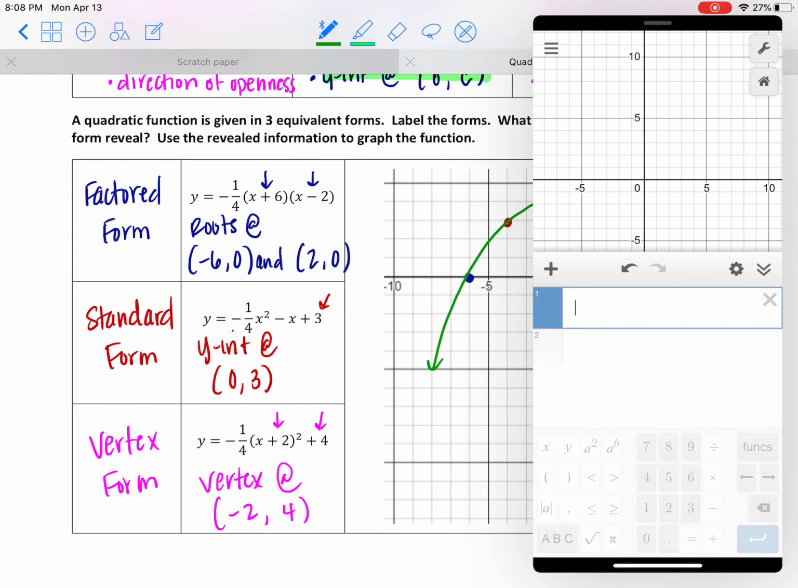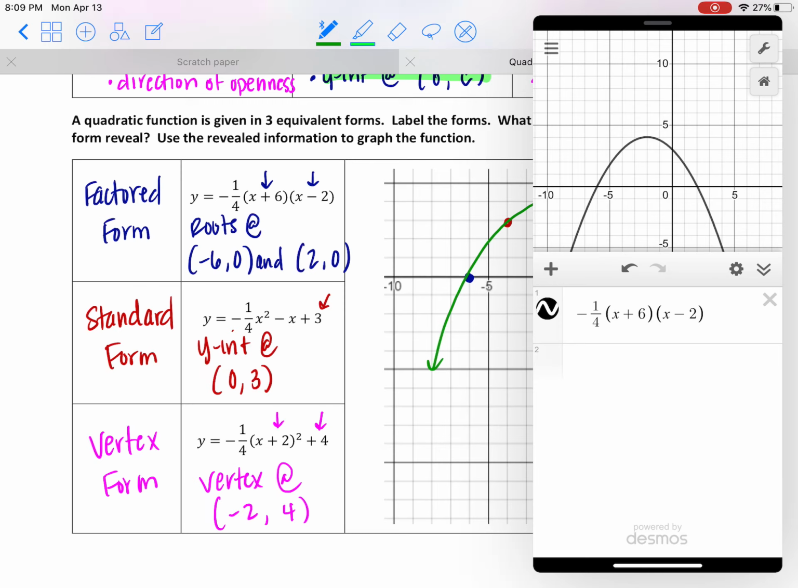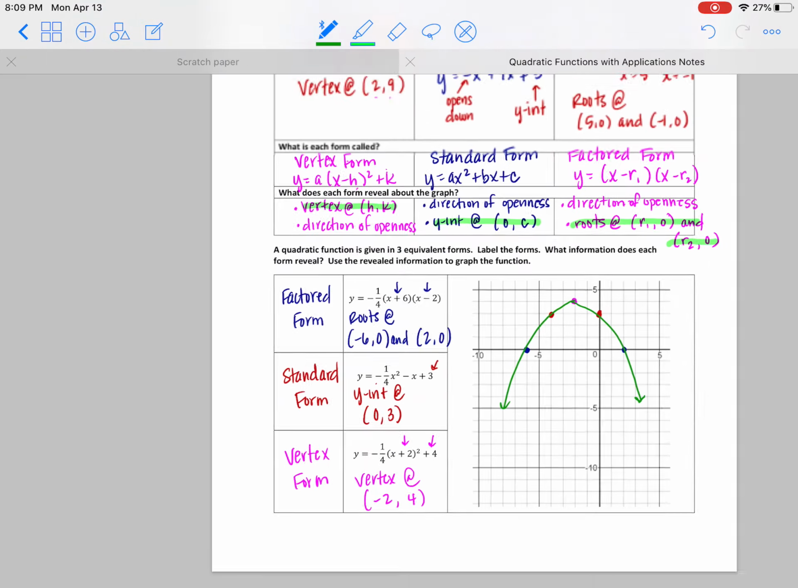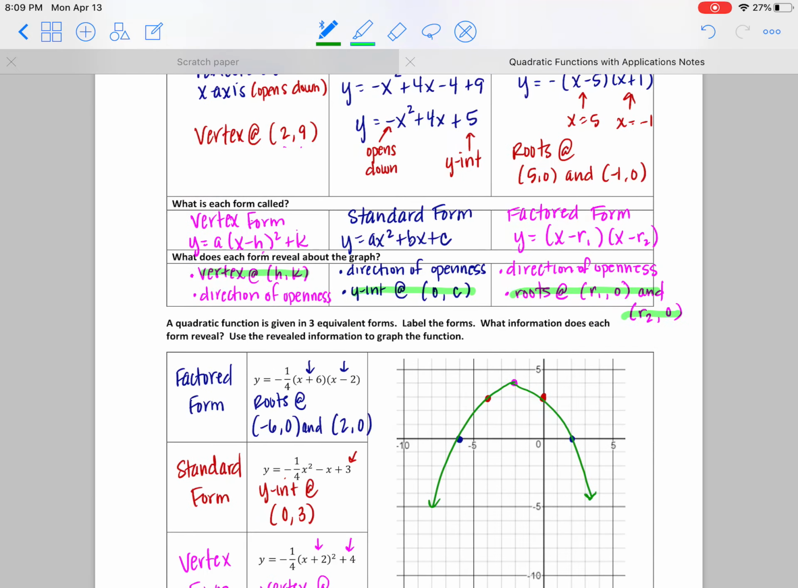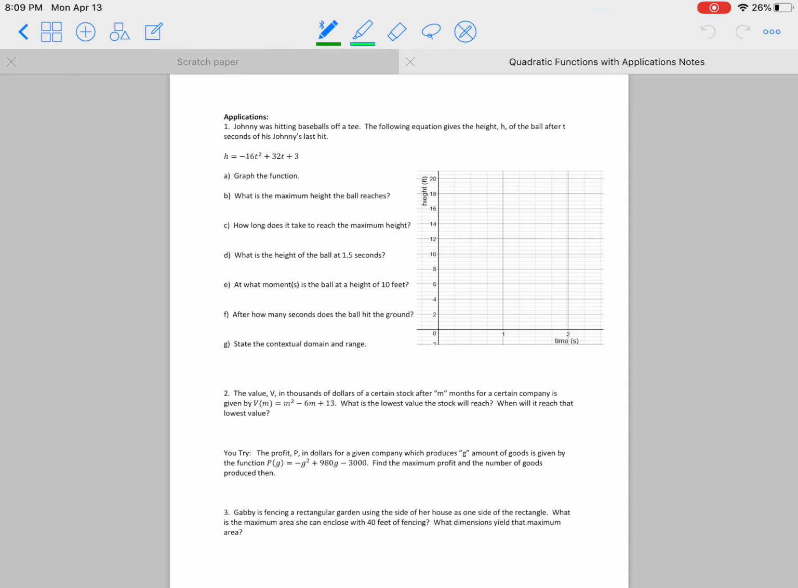Okay, and if you wanted to confirm your work, you can put any one of the forms in the calculator. So -1/4, and then I'm going to just use the first form, (x + 6)(x - 2), just to confirm. And there it is. (-2, 4) was the vertex, (0, 3) was the y-intercept, (2, 0) and (-6, 0) were my roots. Okay, so everything confirmed. Alright, so you should be able to identify the different forms and realize why the different forms are helpful.